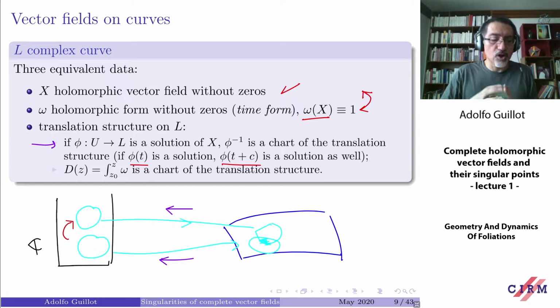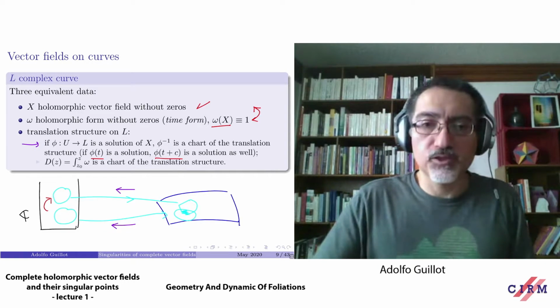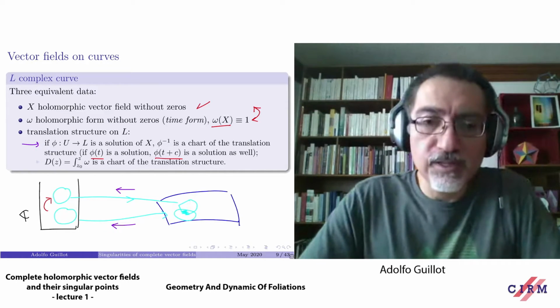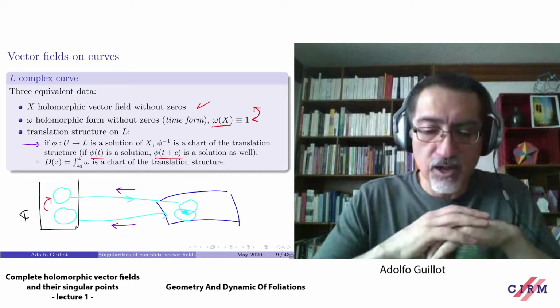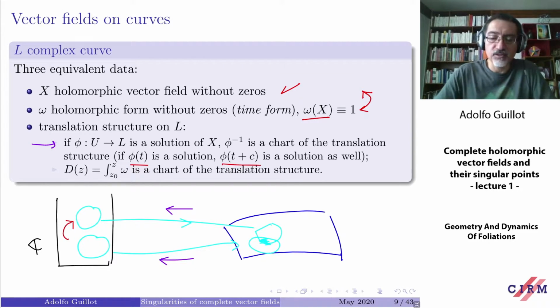So the geometry induced by a nowhere vanishing vector field on a holomorphic curve can be understood either through the vector field, or through the time form, the dual form, or through this translation structure. Okay, so the idea is that I would like to make precise the idea that the solutions of a vector field on a curve are not multivalued, that they are single valued.